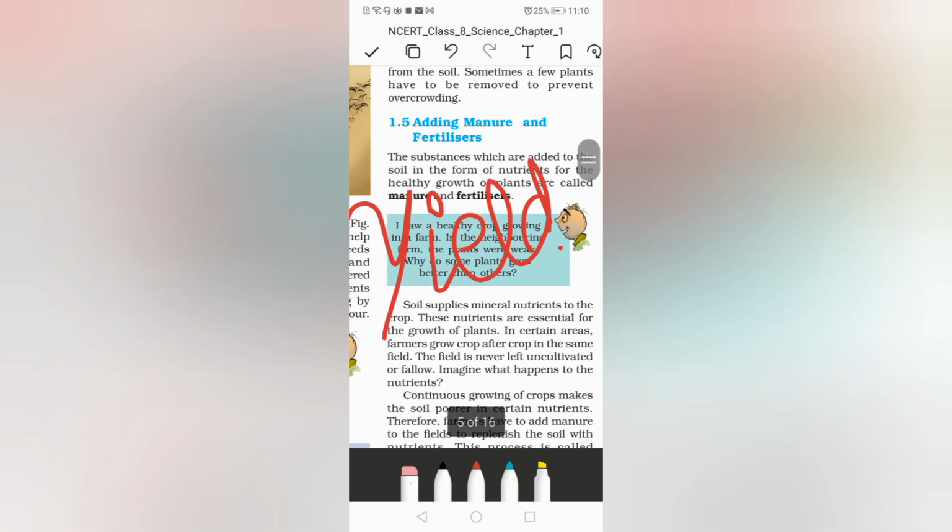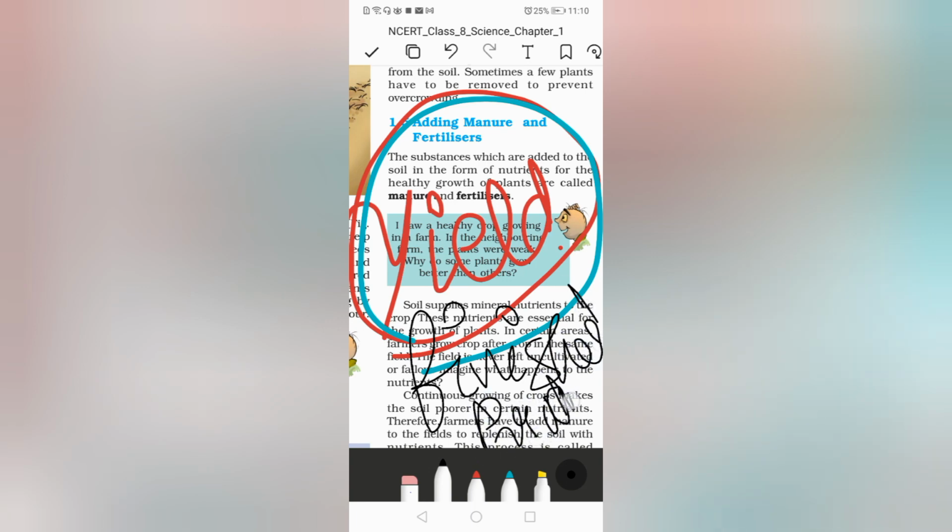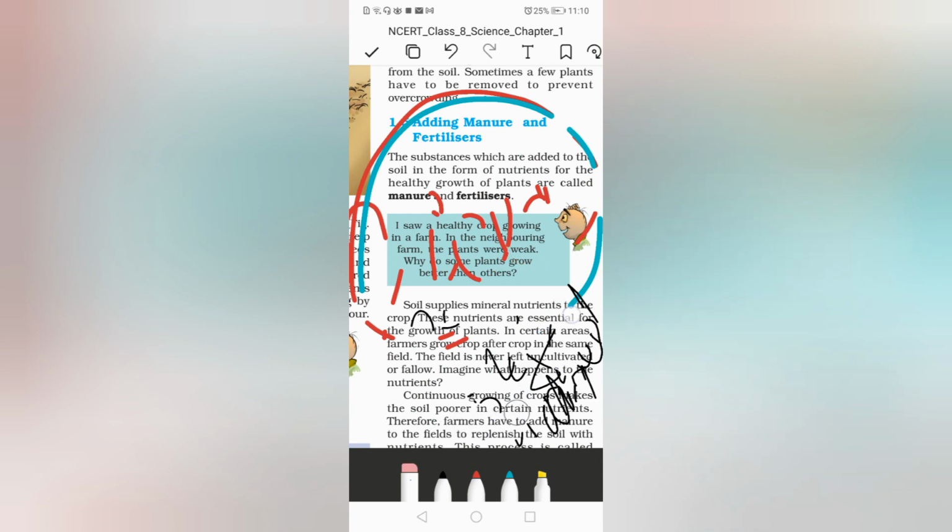Yield is the finished product. Okay, yield, this particular word means the finished product. And after you get a good batch of yield, means a good finished product, then you can sell it in the market. Okay, I hope that much is very much clear. Let's move on.